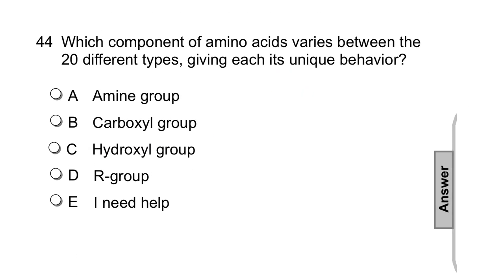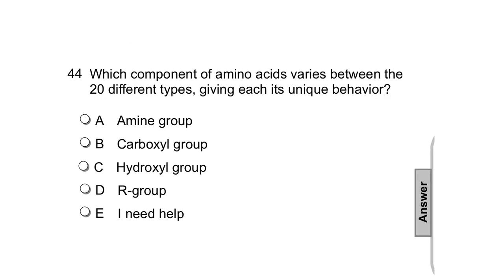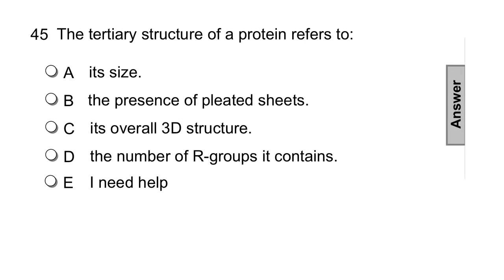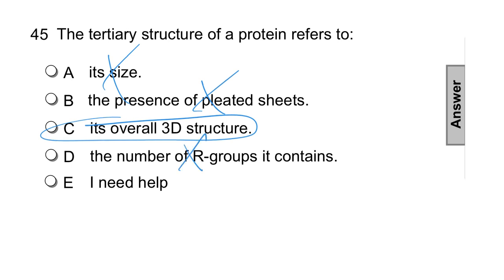Which component varies between the 20 different types of amino acids? Well, that's the R group. The tertiary structure of a protein refers to its size. No. Presence of pleated sheets? No, that's secondary structure. Is it overall 3D structure? Yes. So is quaternary, though. The number of R groups it contains? No. So it's letter C.